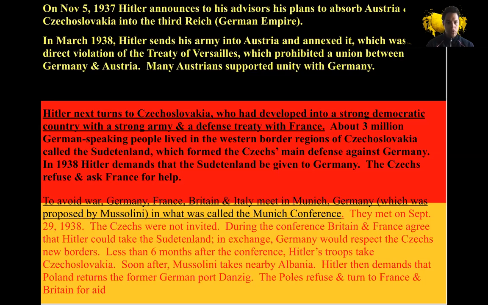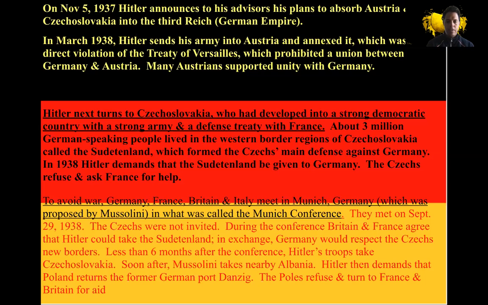Hitler would then turn to Czechoslovakia, which had developed into a strong democratic country, and he would demand the western portion of the country that was called the Sudetenland. Now, the Sudetenland was filled with many German-speaking people, but the Czechs would refuse, and they would ask France for help. So here becomes the big issue.